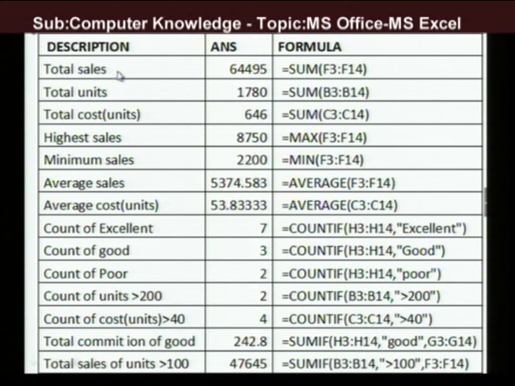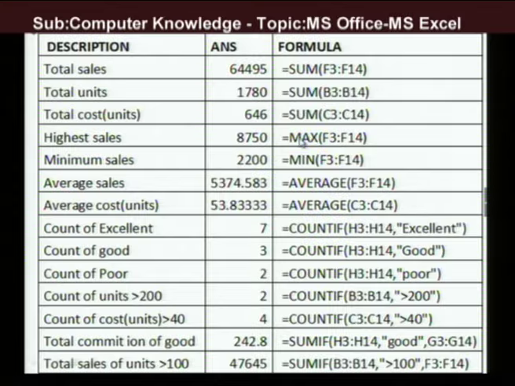So, total sales. Total means sum of the sales. So, sum of the sales means we have to use the sum shortcut key. Next, units. Units also sum of units. So, sum of units. So, now equals to sum of starting range to ending range. This is about sum.